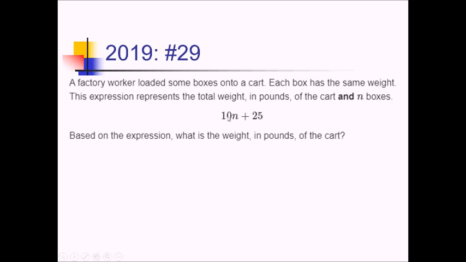Each box then would be 10 pounds. That means that this kind of fixed cost of 25, that it's going to be 25 no matter how many boxes you have, is going to have to be the cart. So each box must weigh 10 pounds. The cart then must weigh the 25 pounds that you see here.